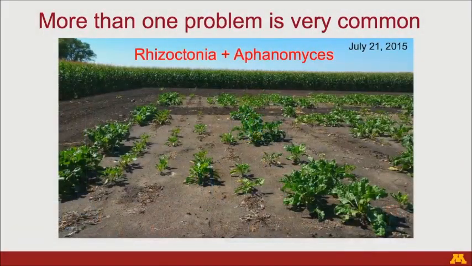So again, why do we need to know what we are dealing with in a particular field? For this example, back in 2015, we thought we were just dealing with rhizoctonia in this field, but look at the date there. By July, most of the stands were gone. It's not just rhizoc, it's a combination of Aphanomyces and rhizoctonia. That can be very severe. A couple of weeks later, there's nothing left in this field. So that's very critical.